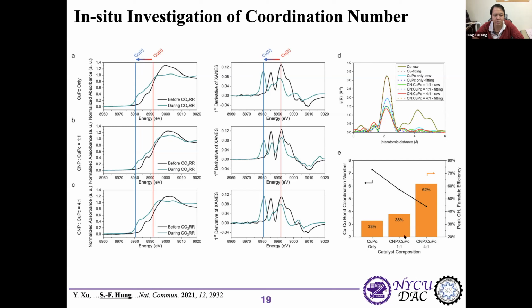Okay, so in this case, we want to highlight we applied the total current density of 220 milliamp per centimeter square for this in situ measurement, the same as in the electrocatalytic test. So in this case, we successfully demonstrated the effect of the coordination number of the copper catalyst on the selectivity of the carbon dioxide reduction reaction.